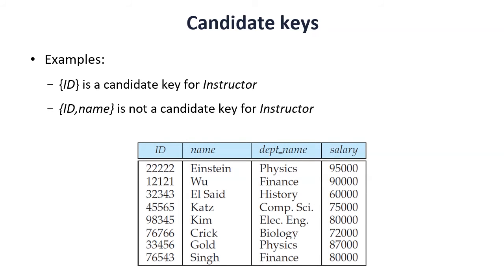Let's check our instructor table again. We have already identified a set of superkeys, and out of them ID is a candidate key for this table because it contains only one attribute. So it is a minimal key. And although ID and name together can distinguish instructor tuples, it is not a candidate key here, since the attribute ID alone is sufficient to uniquely identify the tuple, and the name attribute here is redundant.